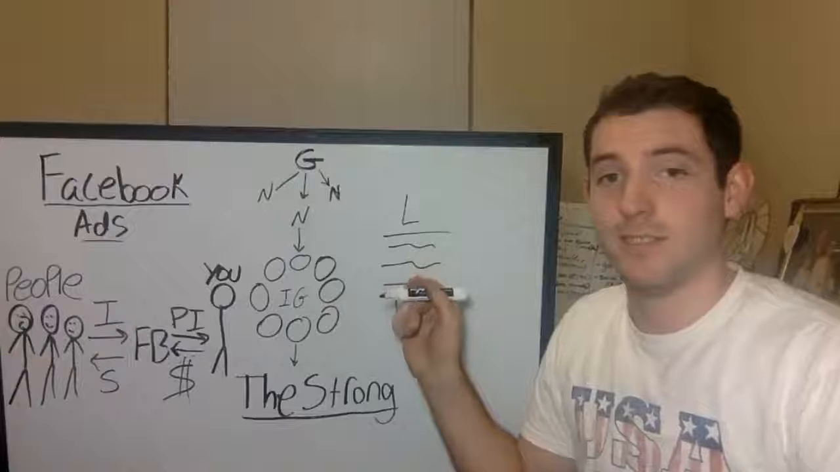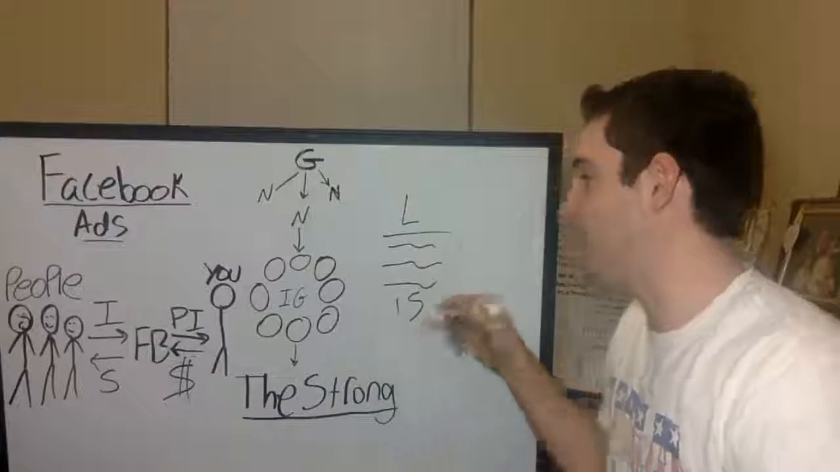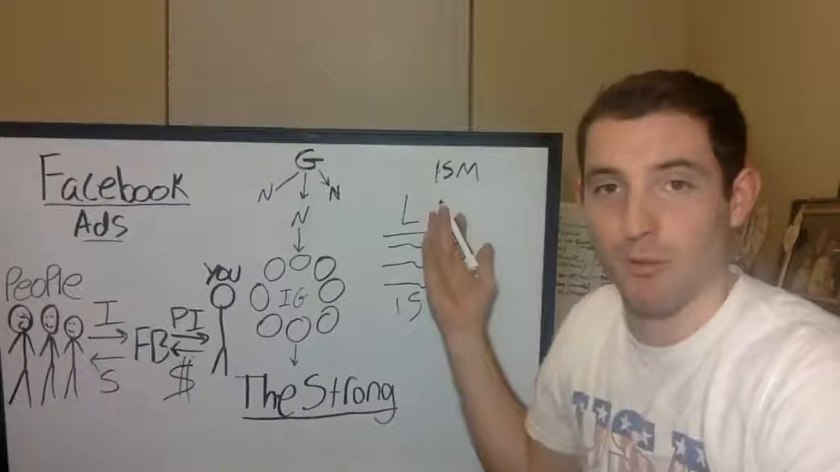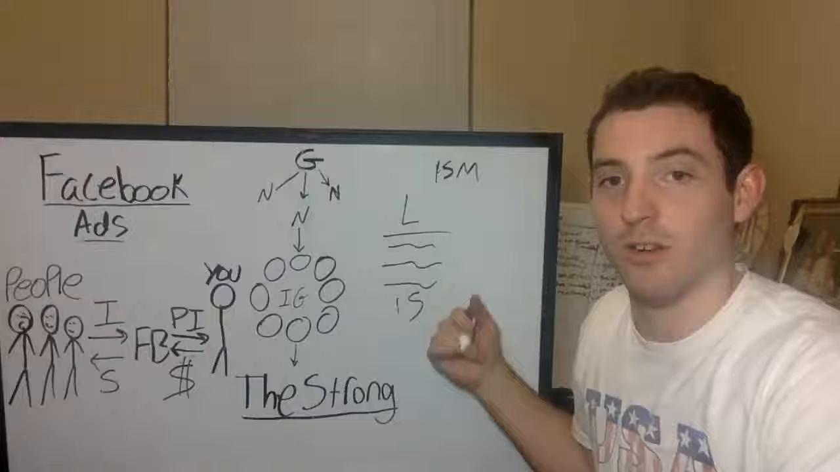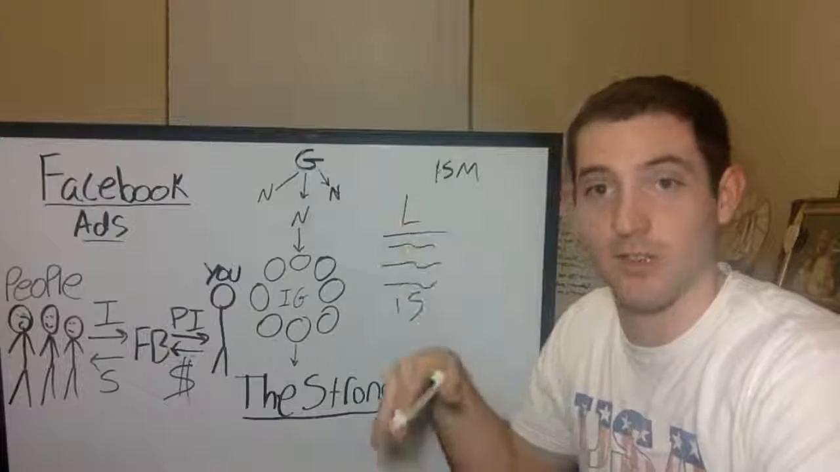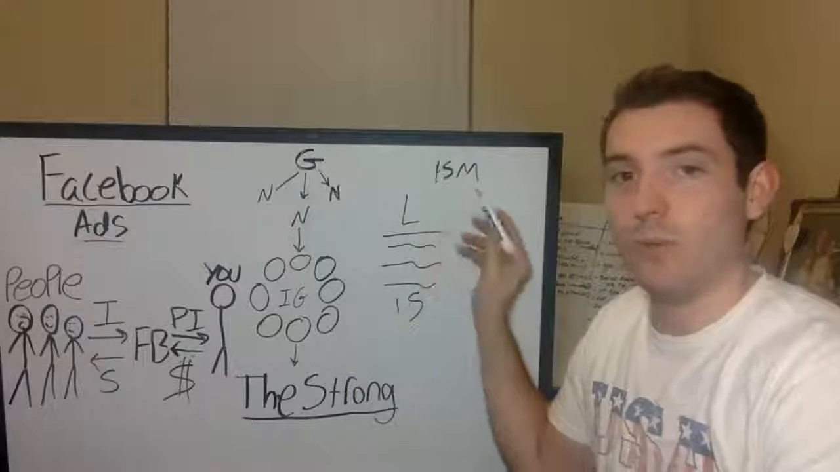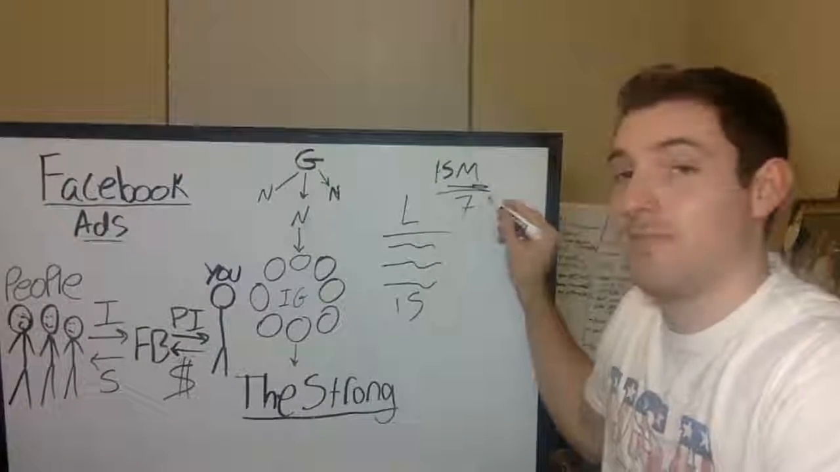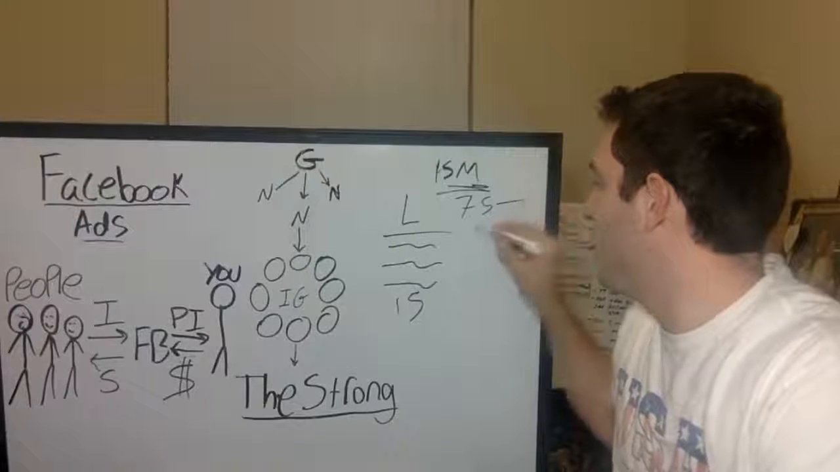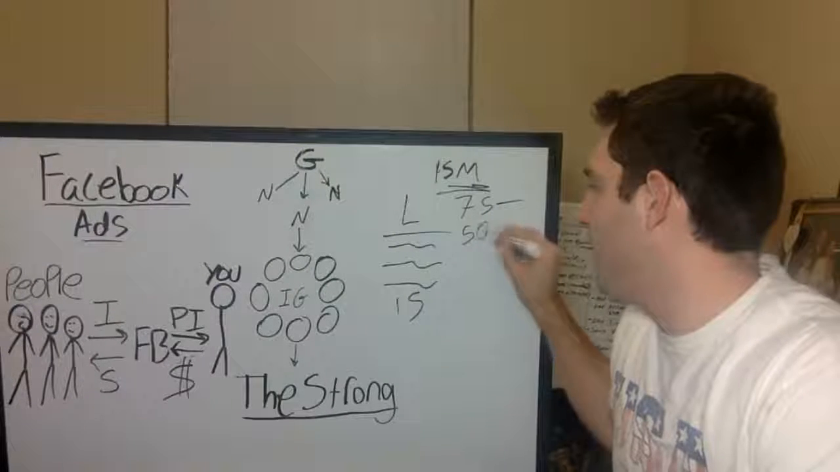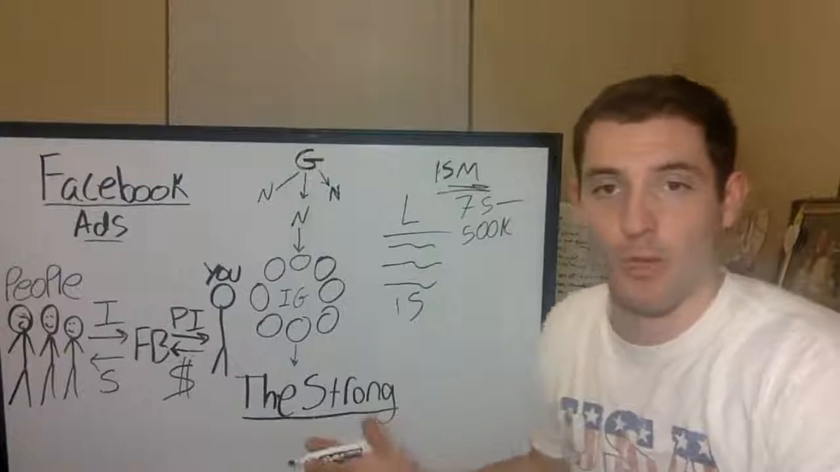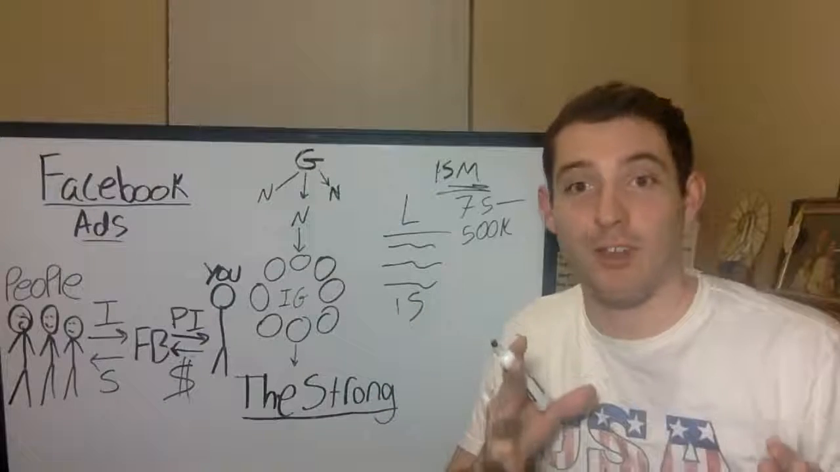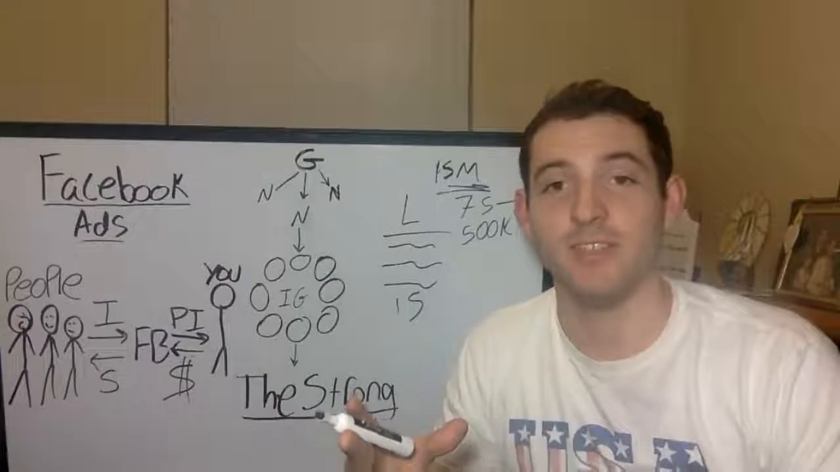And from that list, you're going to round it down because by now you probably have about 15 million people that are interested in what you are writing down for your list in that interest group. So you want to make sure that that is not that high. You're going to want to bring that down to about 75 to 500,000 people. Okay, with that amount of people, that's a good amount that you don't run out of people to be interested in what you have to sell really fast.